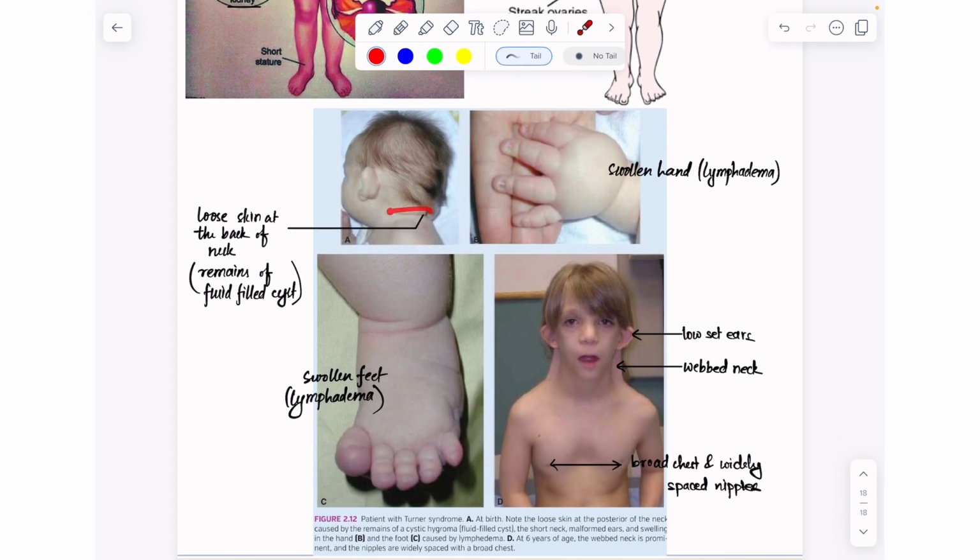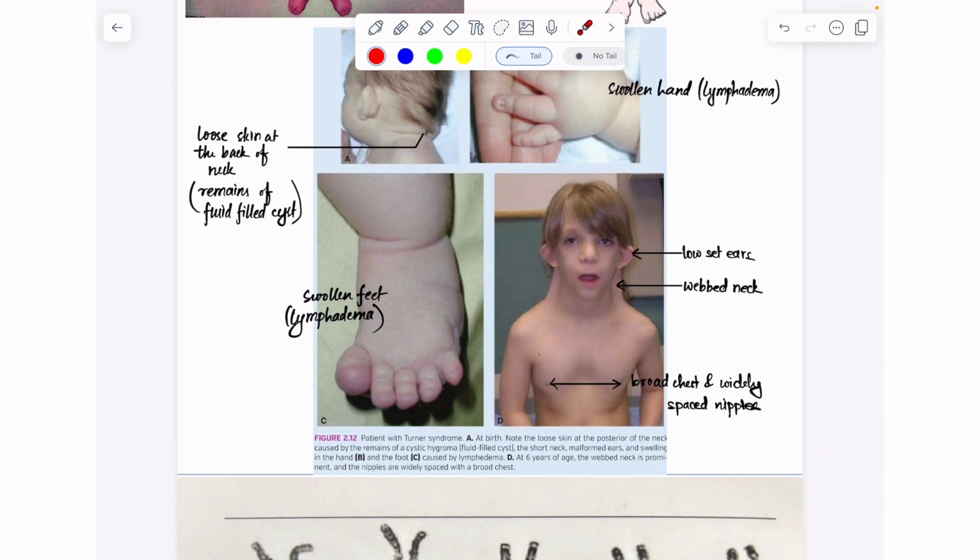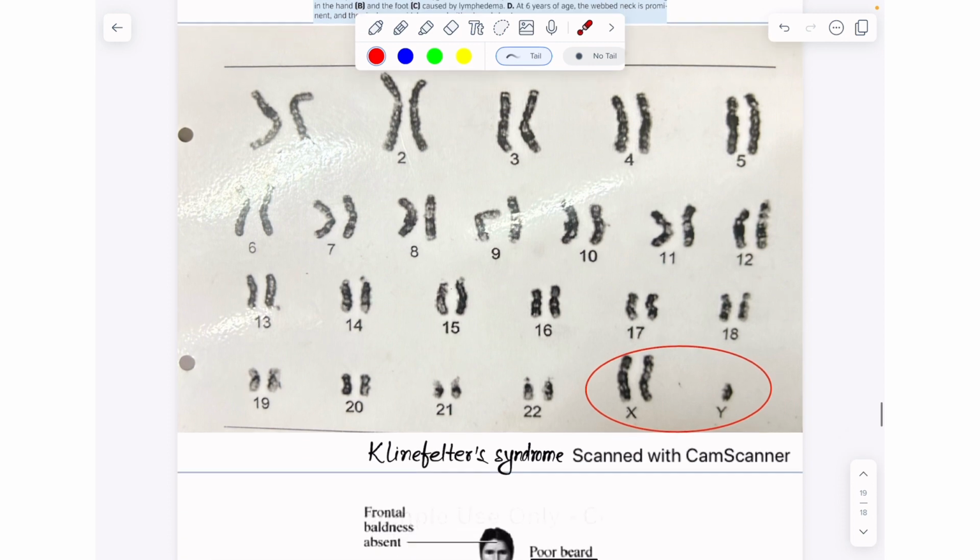As a newborn baby, you can see loose skin at the back of the neck due to remnants of fluid-filled cyst, swollen hand and swollen feet due to lymphedema. Let's look at this girl right here with Turner syndrome. So she has a short stature, low set ears placed below normal position, webbed neck, broad chest with widely spaced nipple.